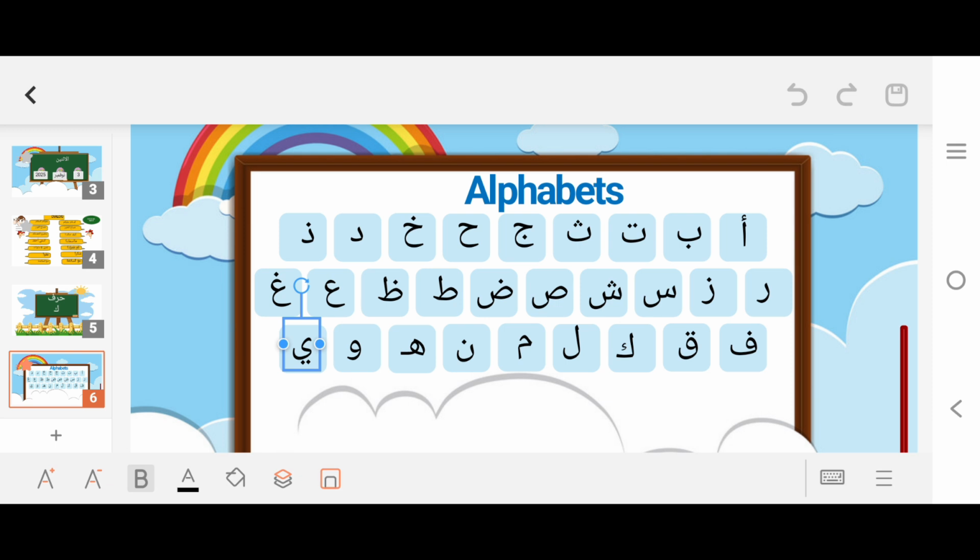Okay, so today's class is over. Good job, students. Today we learned the Arabic alphabet from Alif to Ya. Practice these letters every day.